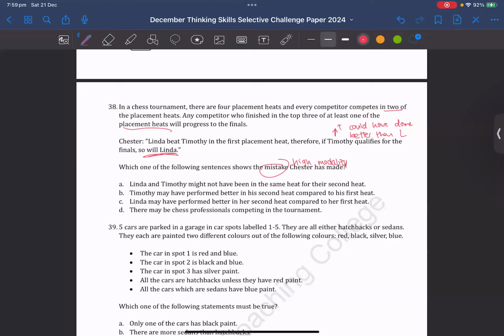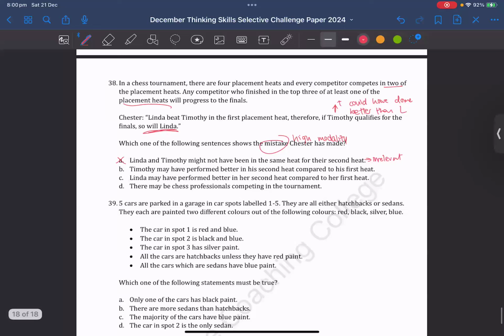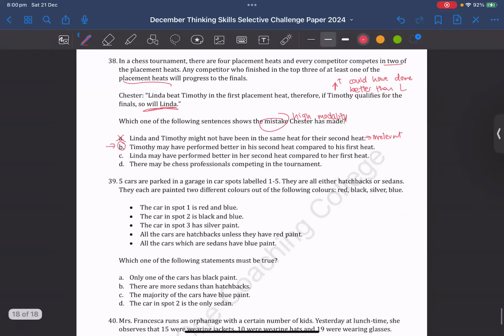A, Linda and Timothy might not have been in the same heat for their second heat. This is actually irrelevant. It doesn't matter if they've been in the same heat or not. B says Timothy might have performed better in a second heat compared to his first. Yeah, that makes sense. It's what we discussed earlier.